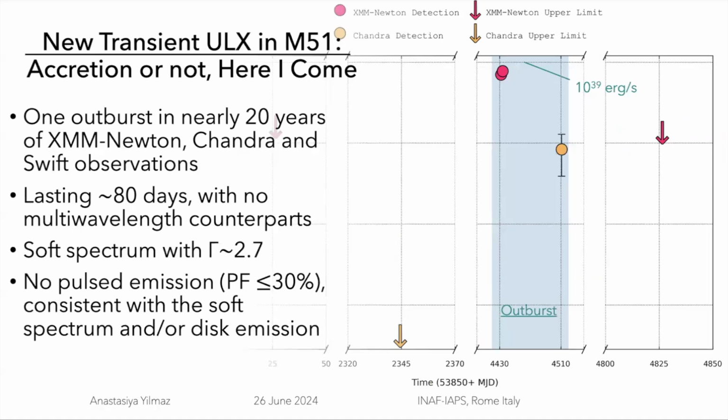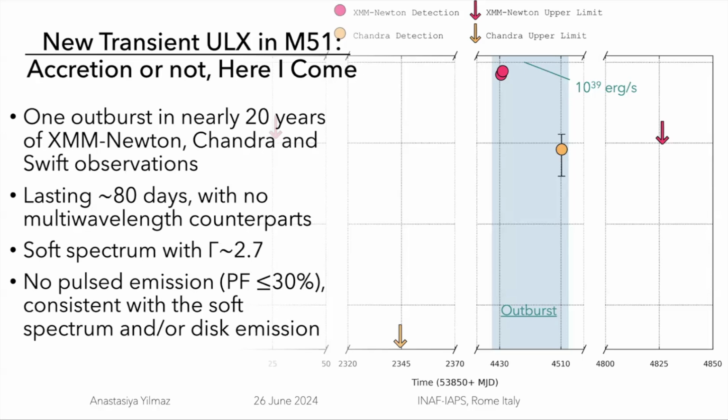So now I want to talk about a new transient ultraluminous X-ray source that will probably be published in a very short amount of time, which is in M51. M51 is one of the most ULX-populated galaxies in the nearby universe. I think to date there are almost 10 ULXs reported in this galaxy, and now this is a new one, but it's very different in the sense that it's a little bit difficult to fit it into one category.